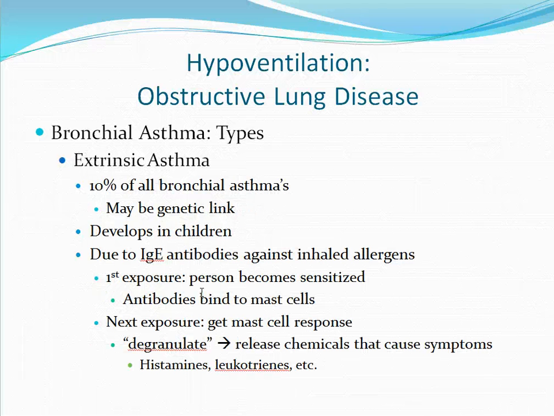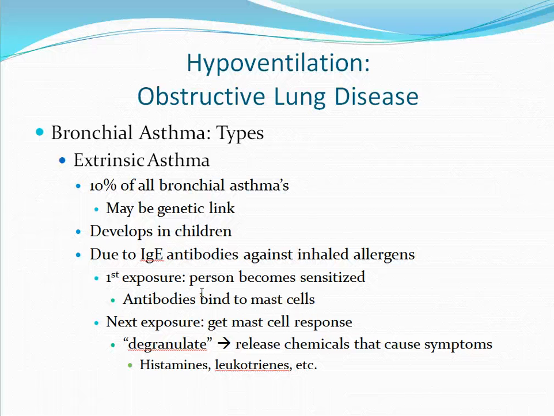There are different types of bronchial asthma. The first is referred to as extrinsic asthma. This accounts for about 10% of all bronchial asthma. Extrinsic asthma tends to develop in children, and they feel there may be a genetic link involved. This occurs due to the production of IgE antibodies that are made in response to inhaled allergens. These are airborne particles, some of the more common ones being pollen, dust, and animal dander.